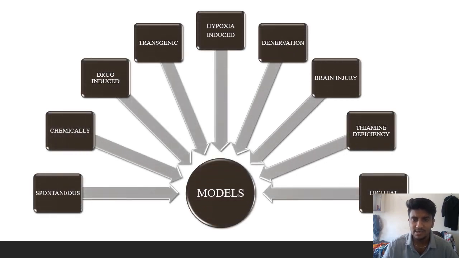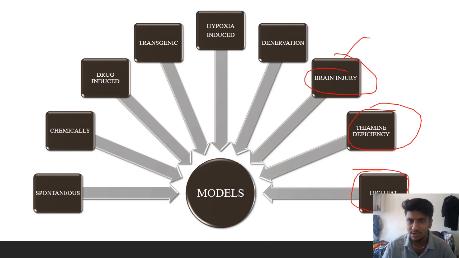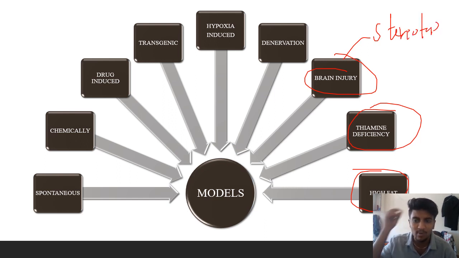Now Alzheimer's. Alzheimer's is basically a condition whereby you have a lot of dementia. So there are a lot of dementia models that are available for Alzheimer's. These include thiamine deficiency, high fat, brain injury either by stereotaxy. So stereotaxy is a very important technique whereby you specifically damage the hippocampus neurons. Then you apply dental cement and all. Denervations, hypoxia, obviously if oxygen is less, there are very high chances of loss in cognition.